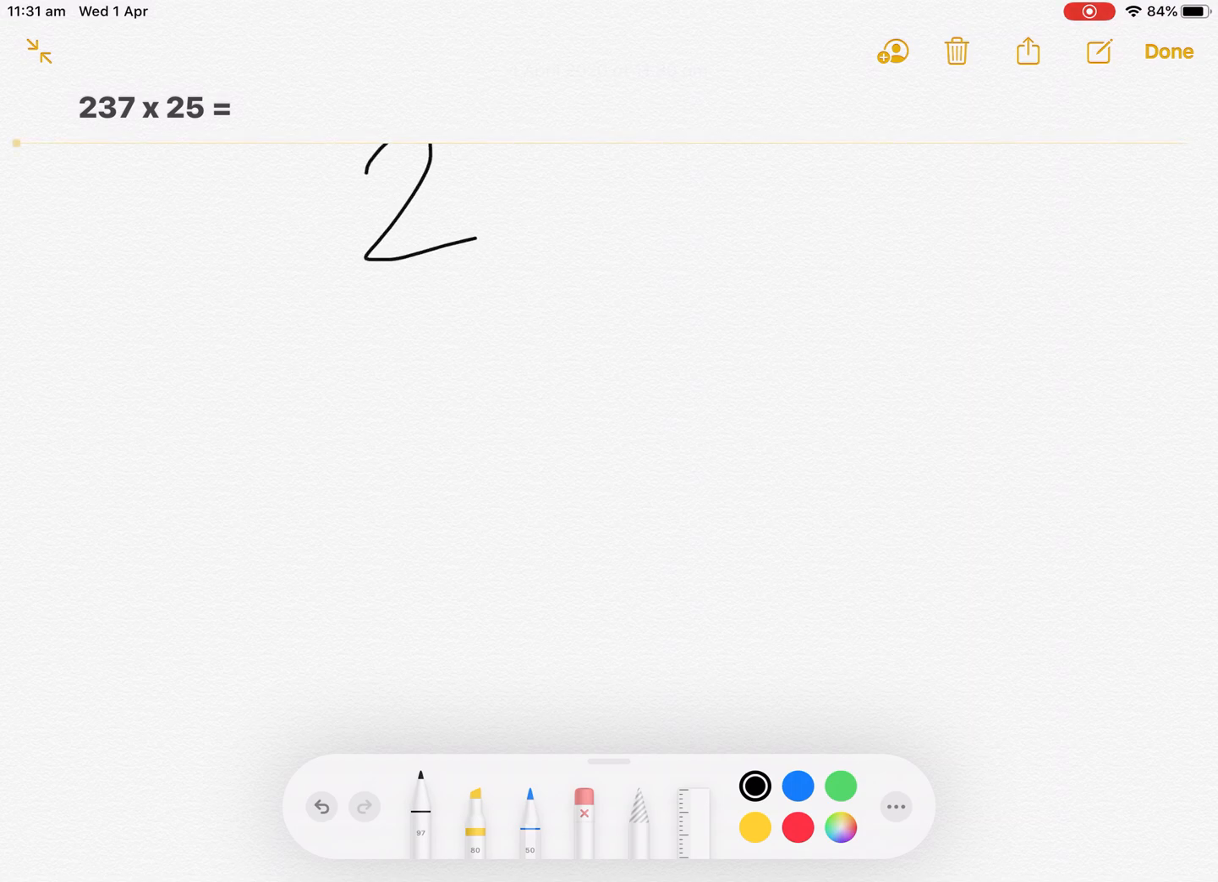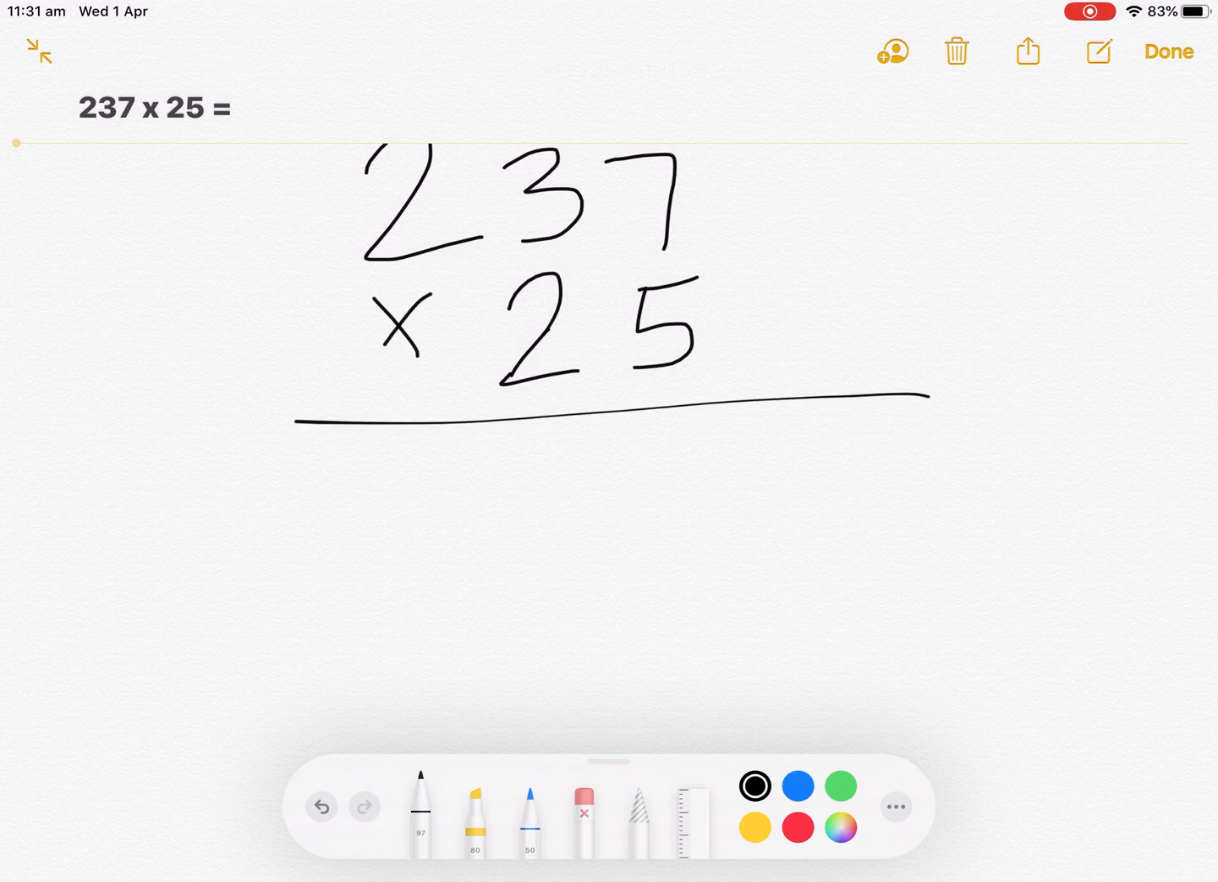So we will write down our algorithm. Same as before, we always start in the ones. So our first step is 5 times 7, which gives us 35. We put the 5 ones down and carry the 3 tens from 30 over into our tens column.